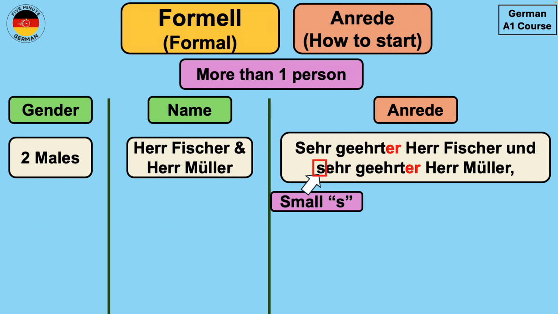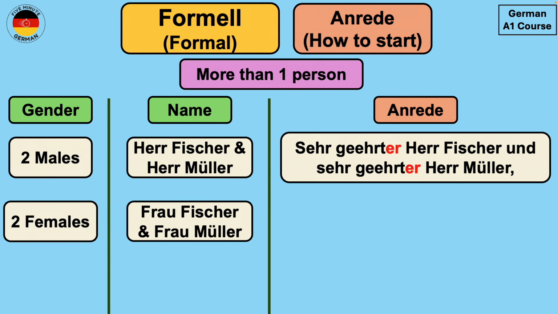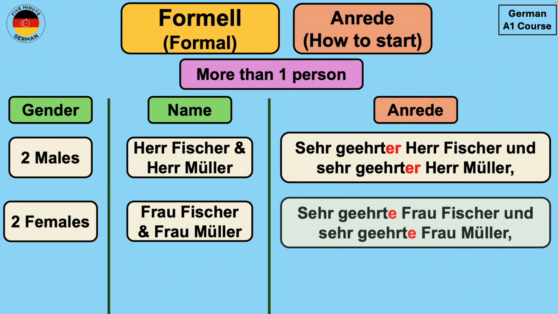Now if you are writing to 2 females whose names are Frau Fischer and Frau Müller, then you will write it as Sehr geehrte Frau Fischer und sehr geehrte Frau Müller.